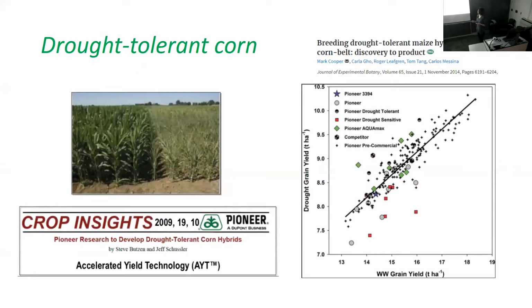And you can see it in some of the very visible products that Pioneer has had. They've bred drought-tolerant corn. I think there have been some seminars here on this, for a series of products called Aquamax, where they're using genomic selection to select for high yield under well-watered conditions and high yield under drought conditions. And so you see the Aquamax products are these green squares, which have very high yields under drought conditions. And most interestingly, these pre-commercials that come along next are just even more yield.